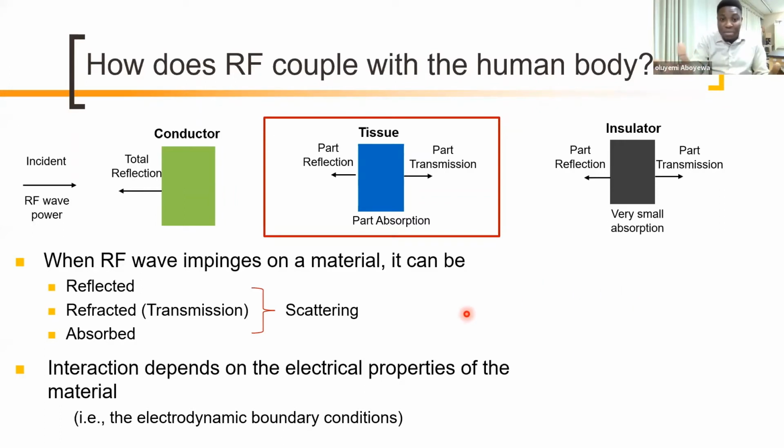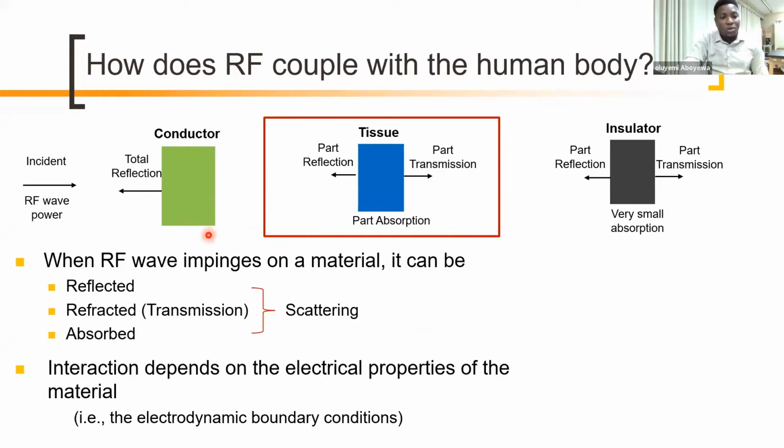Alternatively, the energy can be absorbed. That is, it is converted to some other form of energy. And at the end of the day, even if we're having a transmission, we don't have the full wave anymore. All right, but this interaction depends on the electrical properties of the material. Technically, we refer to this as some electrodynamic boundary conditions. Look at some of my illustration here, looking at various materials with different electrical properties.